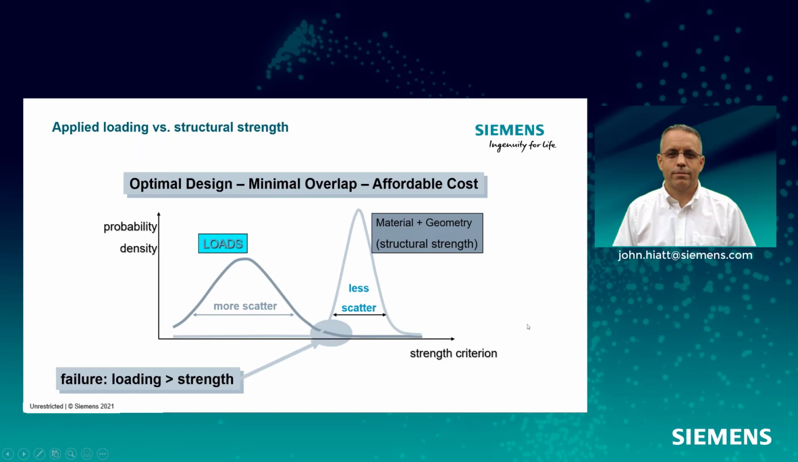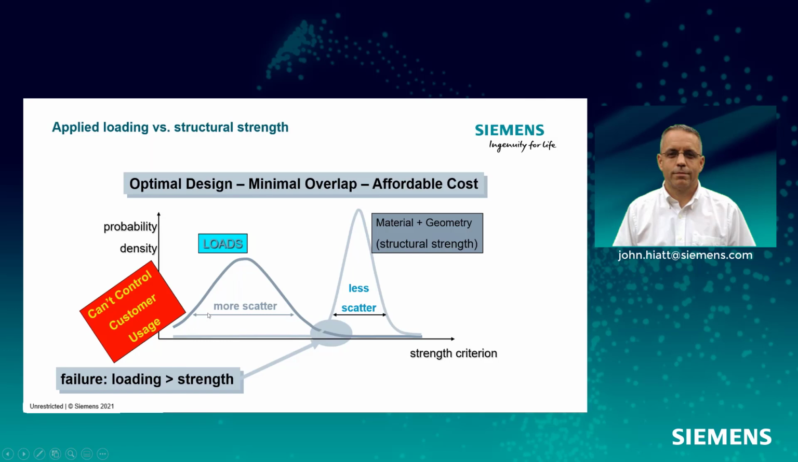We have failure where the loads exceed the structural strength. So we'll just look at our structural strength as a combination of the material and the geometry. There's always going to be some overlap, but we want to manage that overlap. Notice that our loads have more scattering. It's a wider distribution.